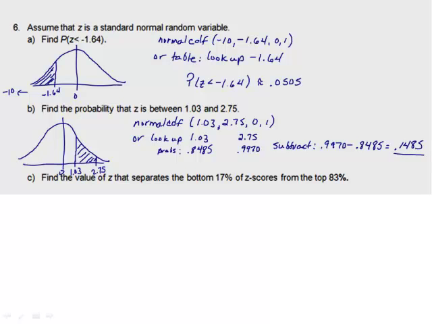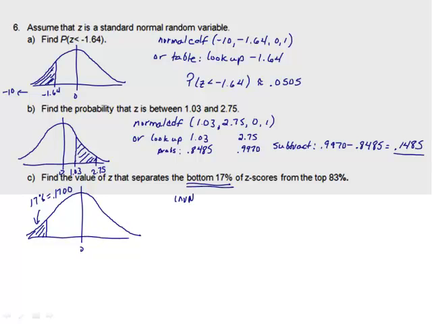Now finally, we're going to find the value of z that separates the bottom 17% of the z-scores from the top 83%. And remember, no matter whether you're using the table or your calculator, for problems like this, you always have to look at the bottom part. If it only gives you the top, then figure out what the bottom would be. That would be the complement of it. So here's a picture of our bottom 17%. And remember, the 17% is actually the area in there. We're going to convert it to a decimal form, so it's 0.1700. That's our area, and we're trying to find the z-score that goes with it.